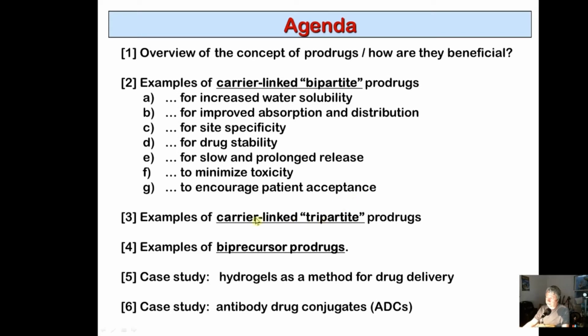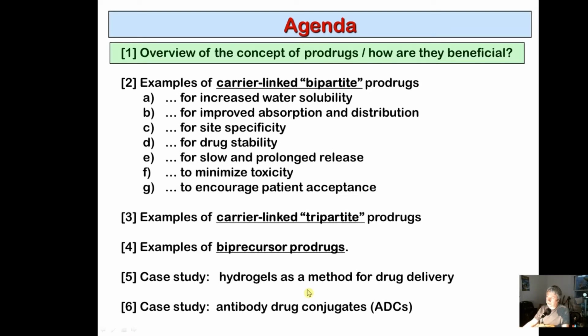Then we'll talk about something called carrier-linked tripartite drugs. And these just have 3 pieces to them, like a drug, a linker, and a carrier part. And then we'll talk about bioprecursor prodrugs. I should say bio, oh, yeah, a little typo. Bioprecursor prodrugs. And then later we're going to get into a couple case studies in the other lectures. Hydrogels and antibody drug conjugates.